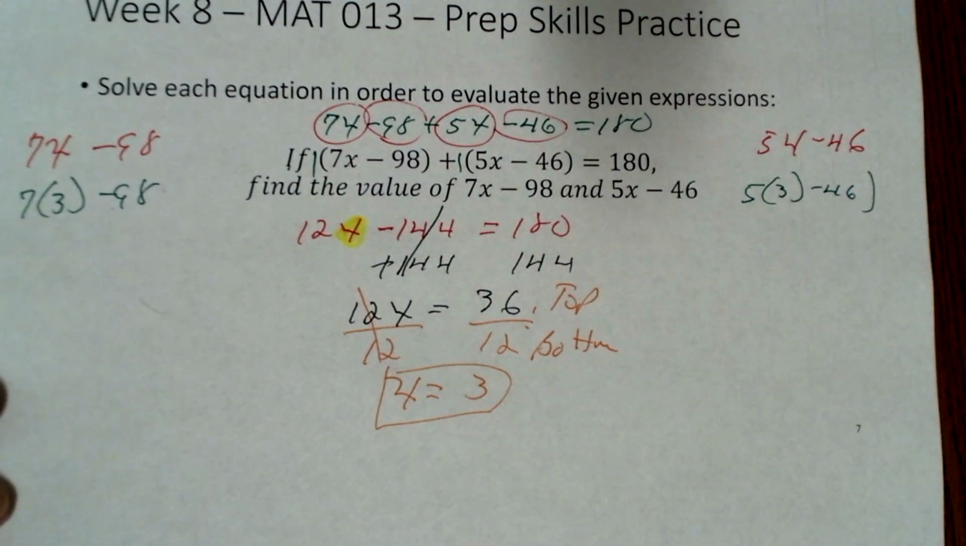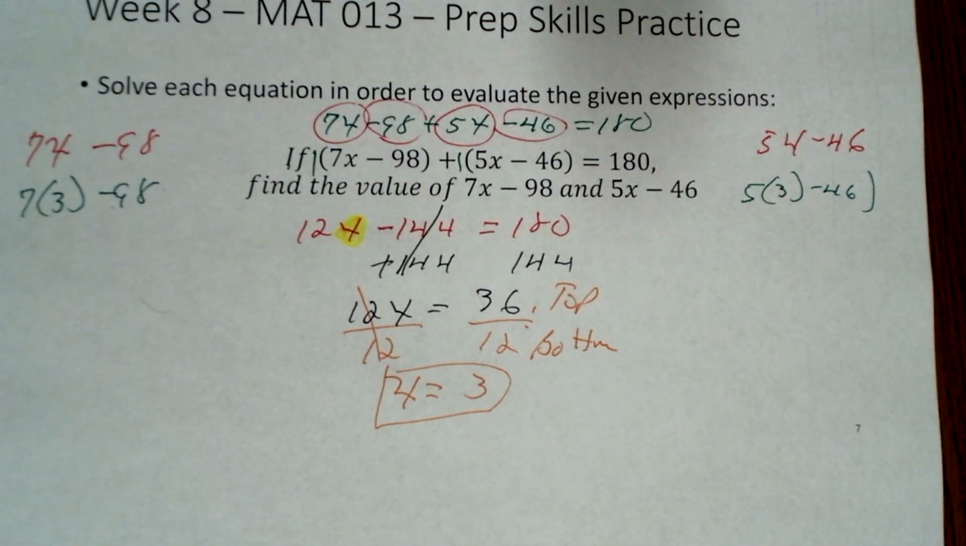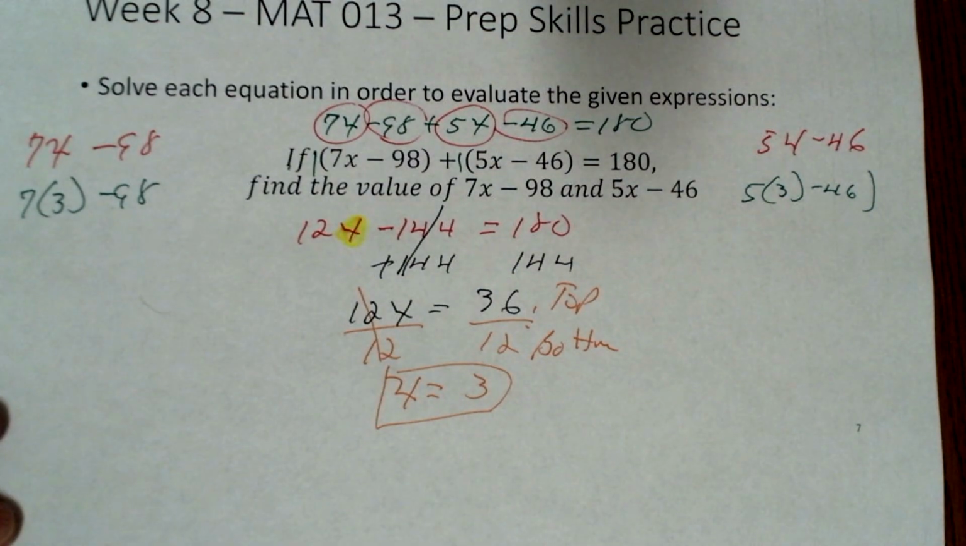Okay, so let's solve this, and something's looking weird. Let me go back and check the original problem real quick. Minus 7x minus 98, 5x minus 48. Yep, that's what it has. It just looked weird to me. Could be I'm just getting old and twitchy.